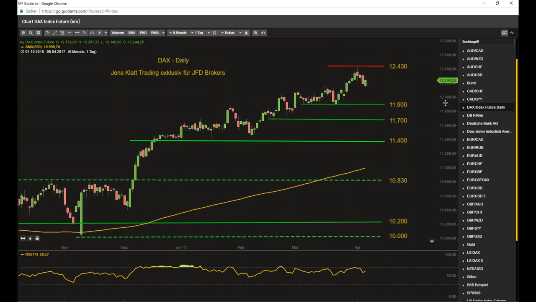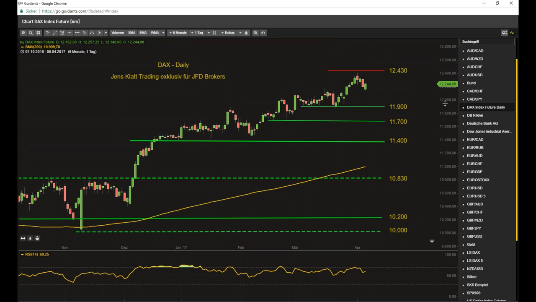It's the daily chart, the dominator of our dominator. So we are trading the 5-minute time frame. We look at the hourly chart, something we will do for the Dow Jones in a few minutes. And then if you want to go one step further, you look at the daily and how the daily is right now trading as the dominator of our dominator. And this is exactly the thing.